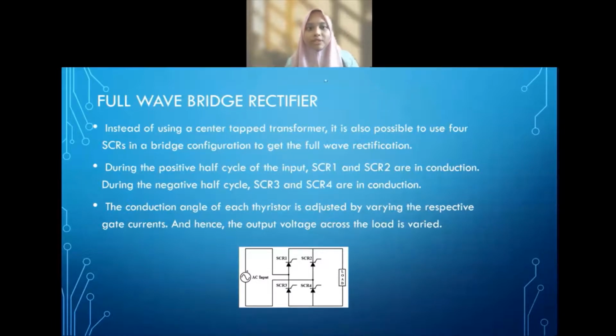The first one that I will present is the full wave bridge rectifier. Instead of using a center tap transformer, it is also possible to use 4 SCRs in a bridge configuration to get full wave rectification. During the first positive half cycle of the input, SCR1 and SCR2 are in conduction. During the negative half cycle, SCR3 and SCR4 are in conduction. The conduction angle of each thyristor is adjusted by varying the respective gate current, and hence the output voltage across the load is varied.